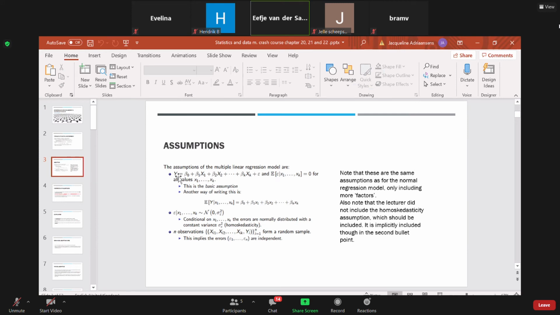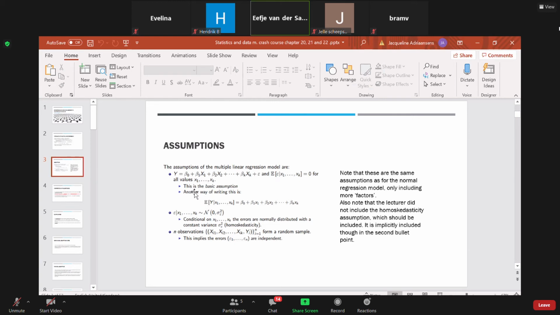So remember we had this line, y is beta 0 plus up until including beta k xk plus your error term. And the expected value of your error term given x1 until xk is 0, for all values x1 until xk. Because the first assumption was linearity, where we assumed that the mean of the error term is 0. So our value of y is predicted by this line, right? That was the basic assumption of linearity. Another way of writing that was the expected value of y given x is just the line, because the expected value of the error is 0. Okay, that was the first assumption.